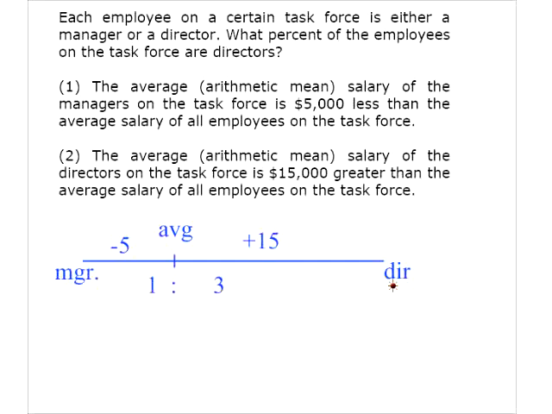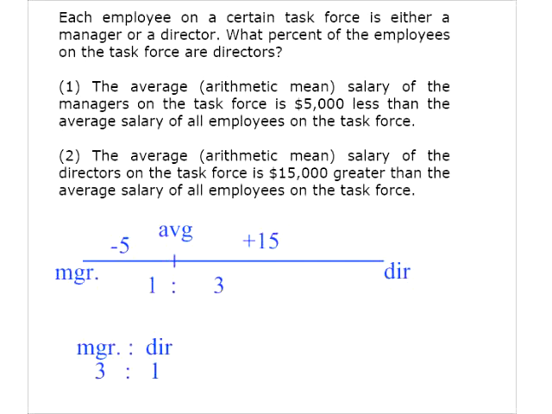Does anyone know what it does mean? Yeah, it's the other way around. The way average works with this tug of war is that if the average is being pulled 3 times as far this way as it's being pulled that way, then that means that the manager to director ratio is actually 3 to 1. Because there's 3 times as much distance being pulled towards the manager side as there is here.